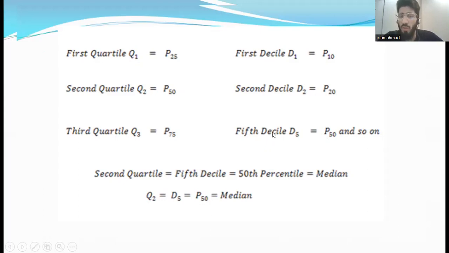The fifth decile is equal to the 50th percentile, because here we divide the data into 10 equal parts and take the fifth part, and there we divide the data into 100 equal parts and take 50. The fifth part out of 10 and the 50th part out of 100 are similar. So the second quartile is equal to the fifth decile and the 50th percentile, which is also equal to the median.